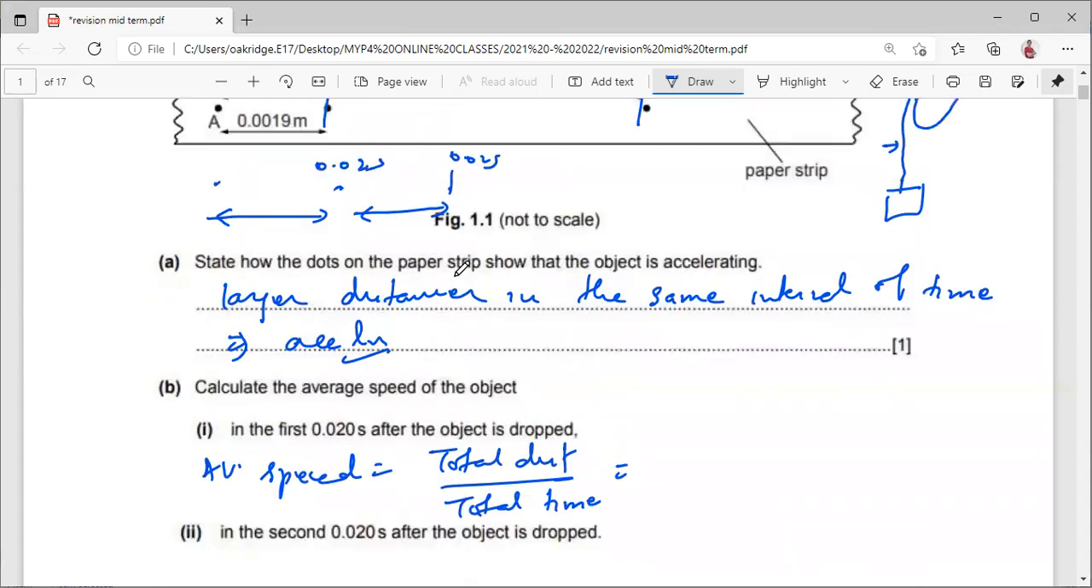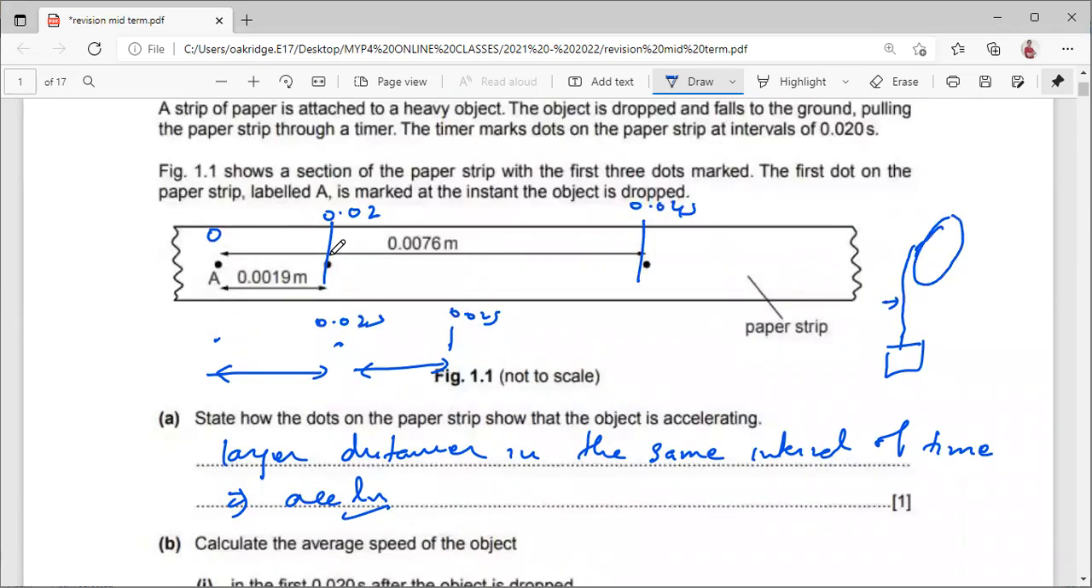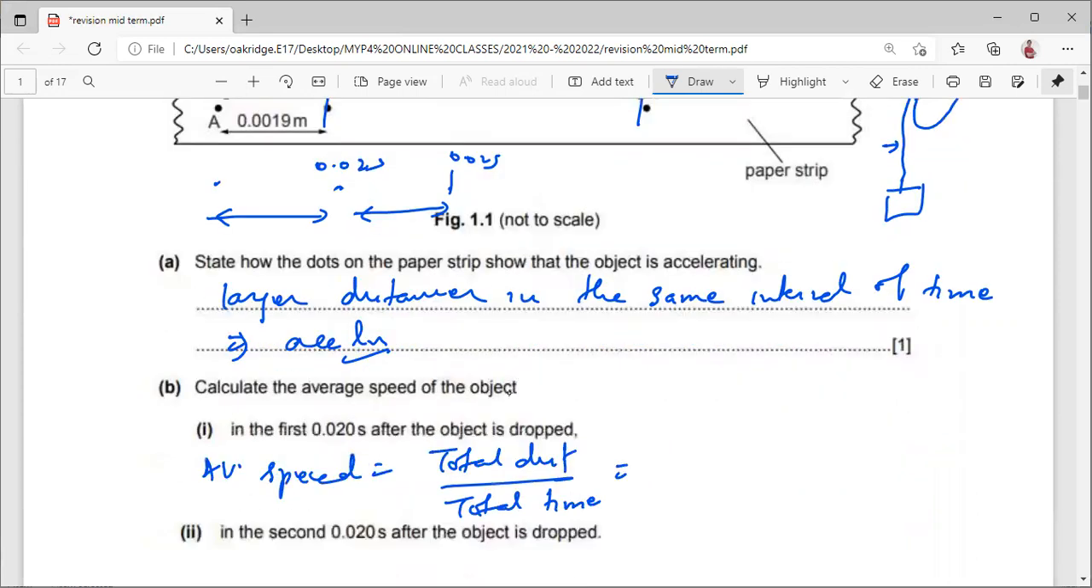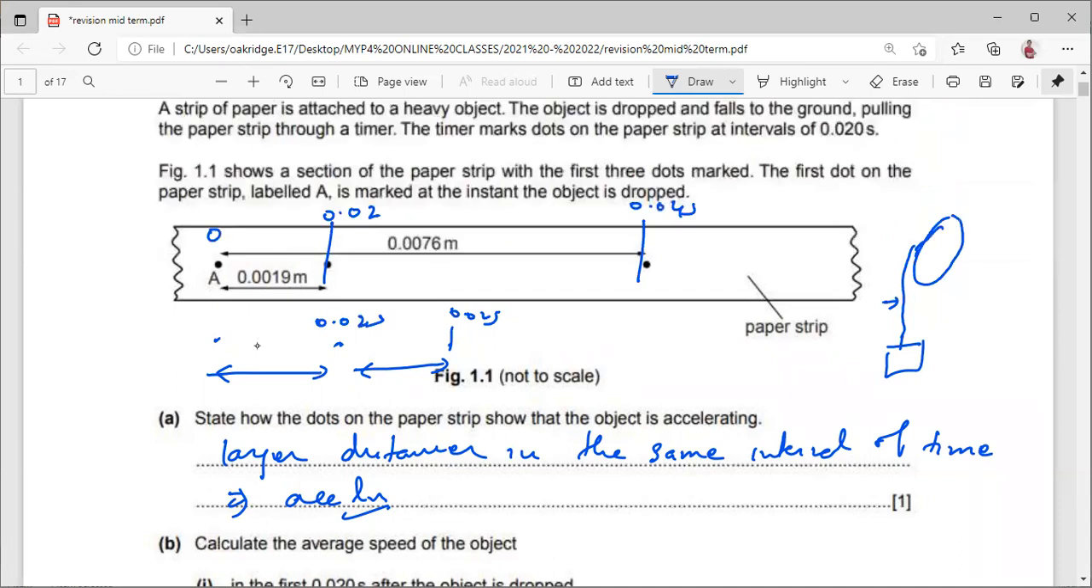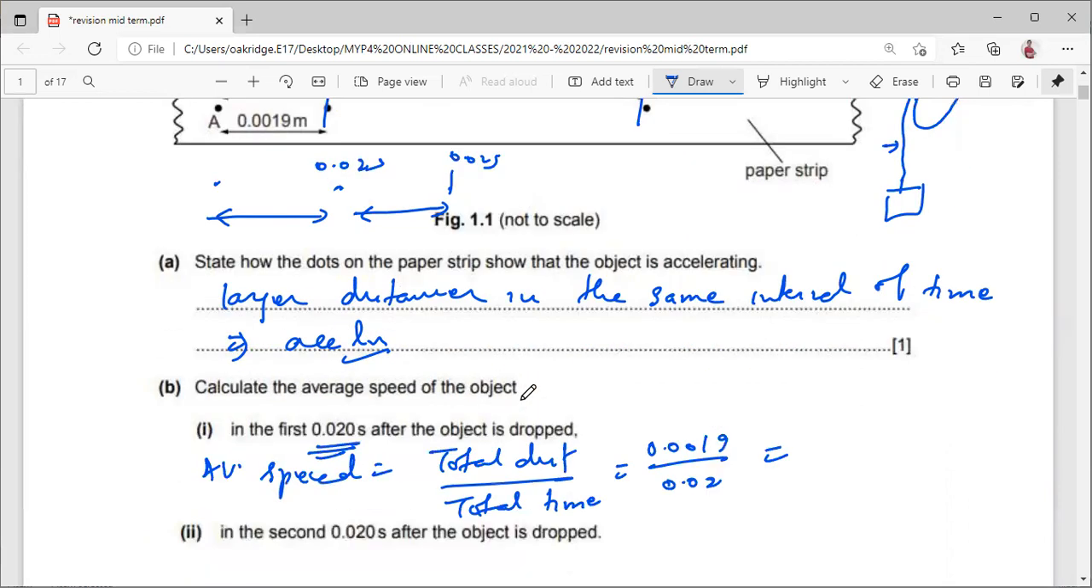Now let us see here. In this case, the total distance is 0.0019 and the time taken is 0.02. 0.0019 divided by 0.02. Calculate this value, you will get the average speed, because he has asked you only for 0.02 seconds. You can always ask me why only 0.02, why can't I do it for the whole one? If he had asked for 0.04 seconds, then definitely you should take 0.0776 meters divided by 0.04. Now let us move on to the next one.